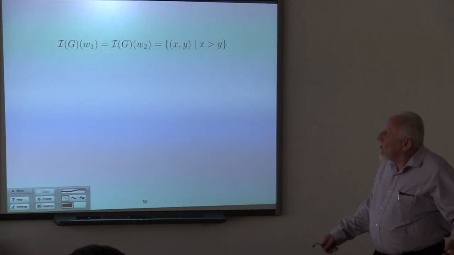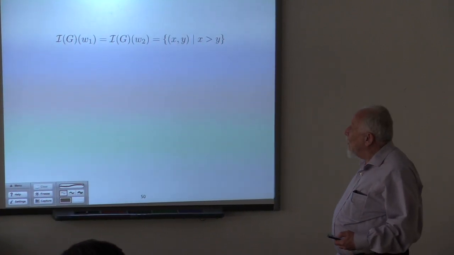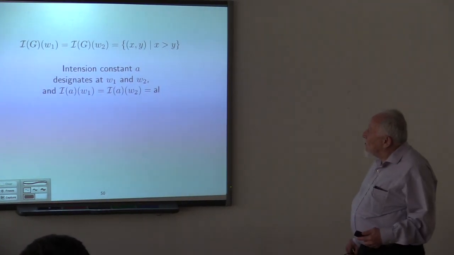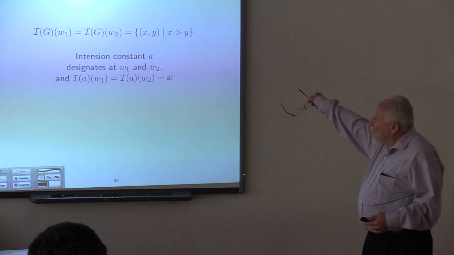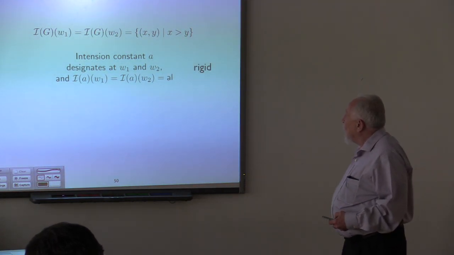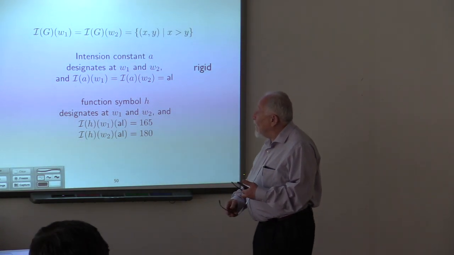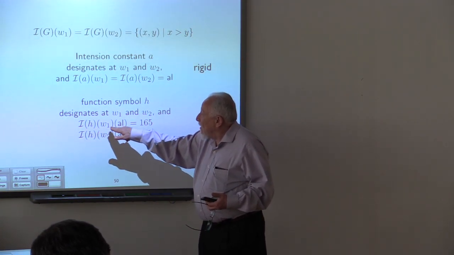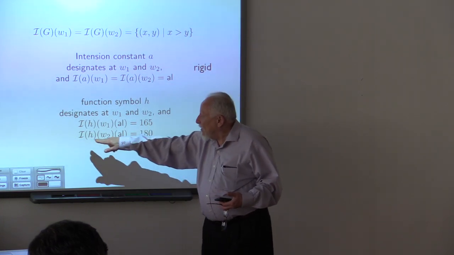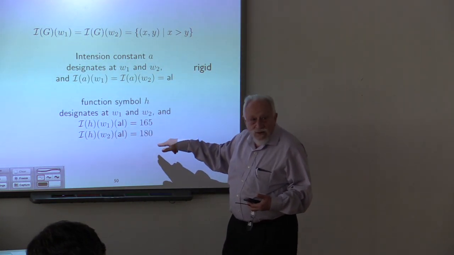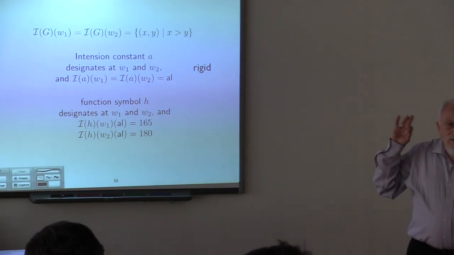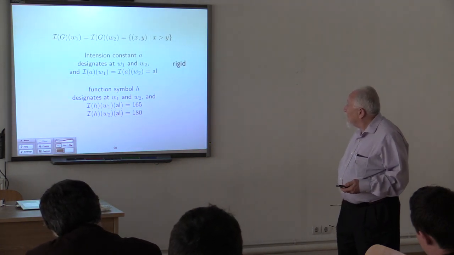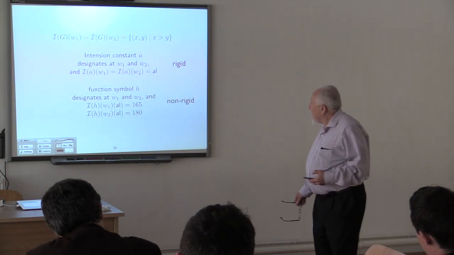So the greater than symbol gets interpreted by greater than on the machinery we've got. The constant A designates everywhere. It always designates Alice, so it's rigid. The function symbol H designates everywhere, but it's supposed to designate a function. The function it designates at W1 assigns to Alice 165. The function H at W2 assigns to Alice 180. So the thing that maps Alice to her height is mapping it to 165 at W1 and to 180 at W2. All right. So that's non-rigid.